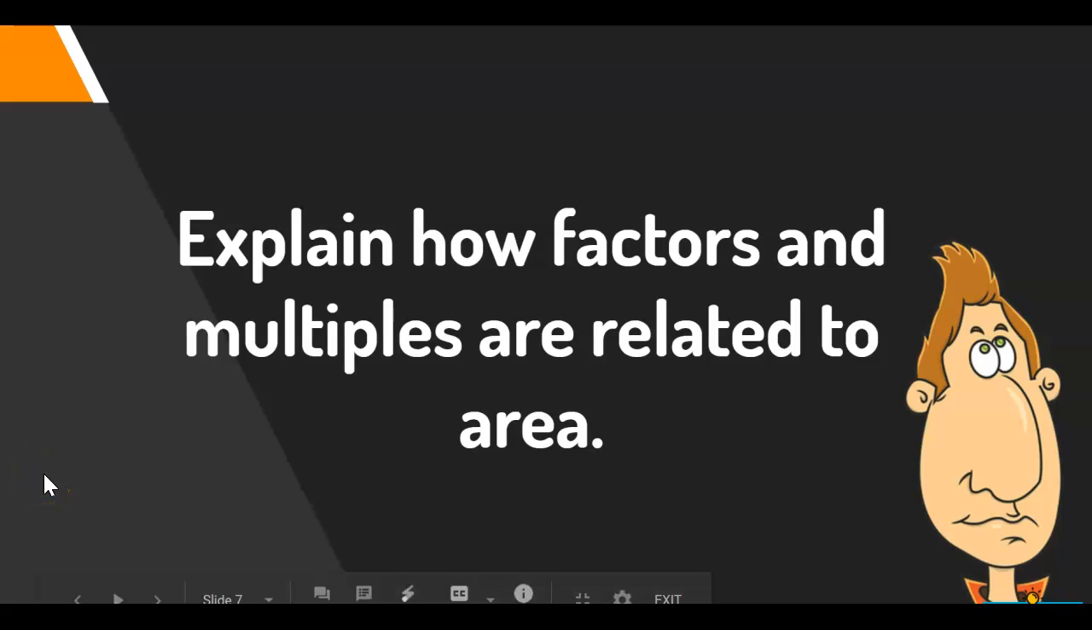Okay, so on this part, if you answered something along the lines of, we use factors to create the dimensions when we know the area, or the area is a multiple of the factors, you will be correct.